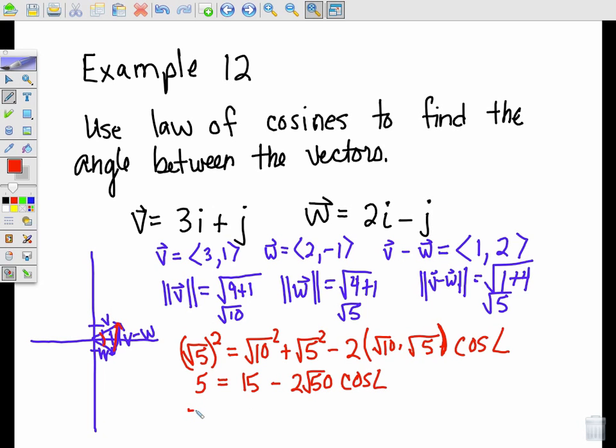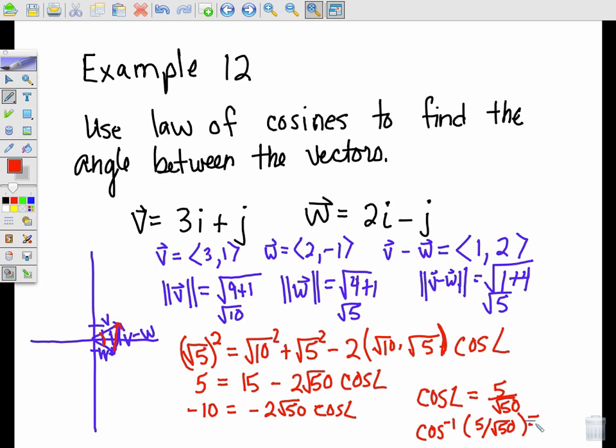So we've got negative 10 equals negative 2 square roots of 50, and if you wanted to simplify that, you can, times cosine of my angle. I'm going to go ahead and divide. So here's what we're looking at. Cosine of my angle equals, if you take negative 10 and divide it by negative 2 roots of 50, we're going to have 5 over the root of 50. So you do inverse cosine of 5 over the root of 50.